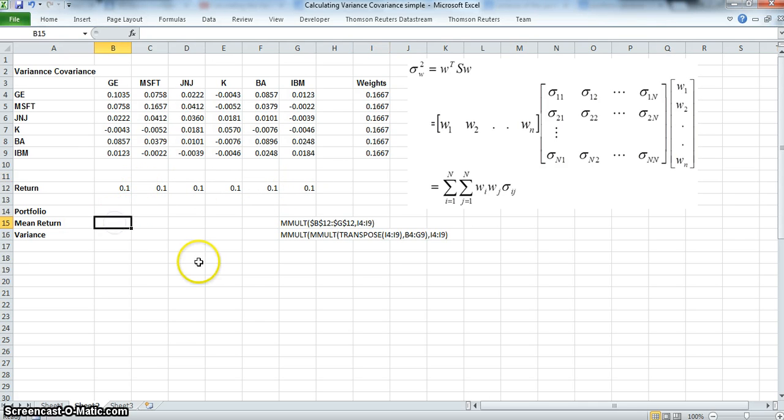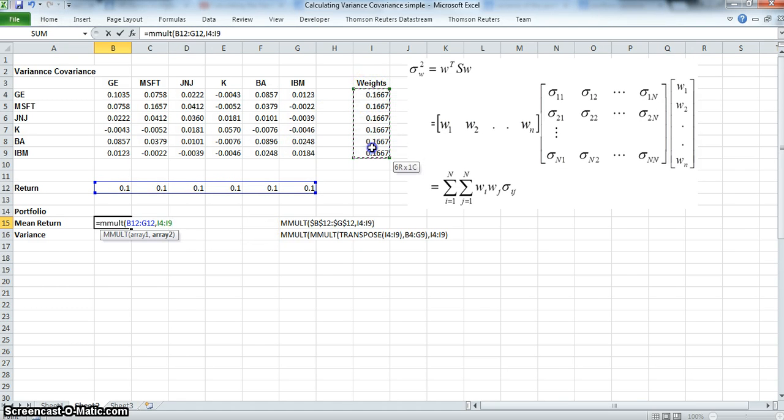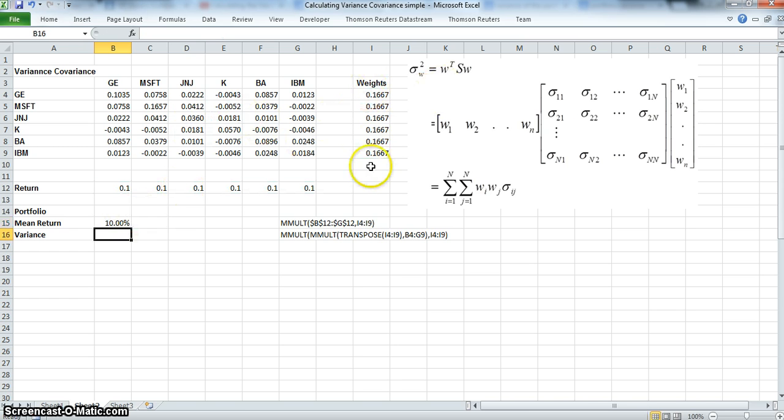To estimate the mean return of the portfolio is relatively simple. We take this vector here of returns and multiply the vector, the 1/6 array, by the 6 rows, 1 column array. And of course the answer has got to be 10%, because the assets are equally weighted and each of the asset returns is 10%.